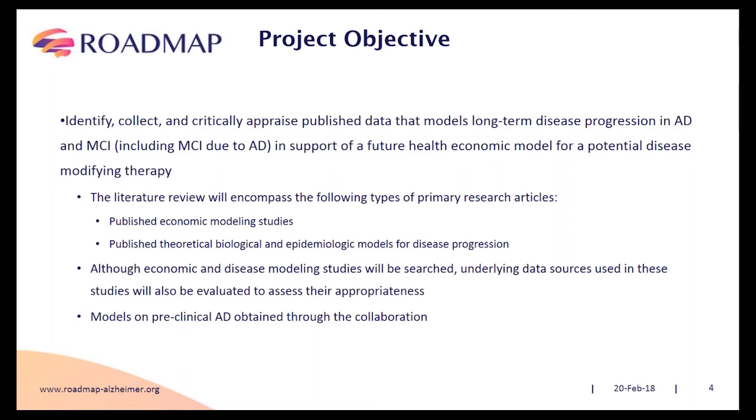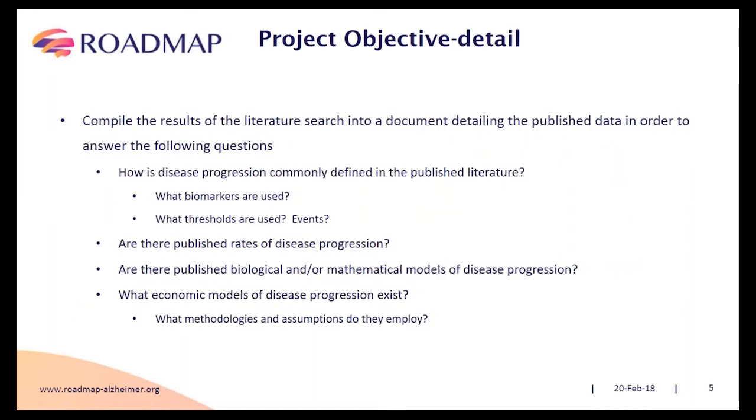So we compiled the results of the literature search into a detailed document in order to help us critically appraise the models. And we had a few questions that we were considering within the framework of what does critical appraisal look like for these models. We wanted to understand how disease progression was commonly defined in the published literature, what biomarkers are used, what thresholds are used, were there events used, were any of these things used? Those are some of our starting questions. We wanted to help summarize what the published rates of disease progression were and what the mathematical or biological models might be, including what are the transition probabilities that help communicate disease progression. And then we wanted to know what economic models leverage these disease models.